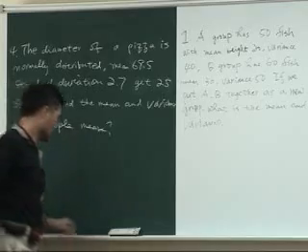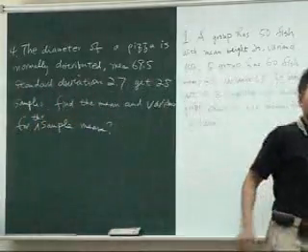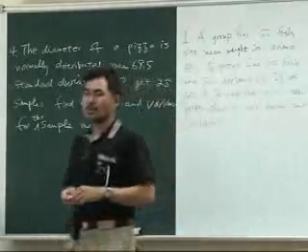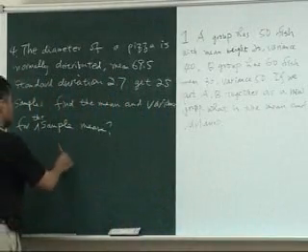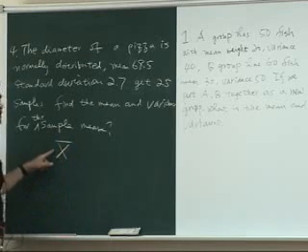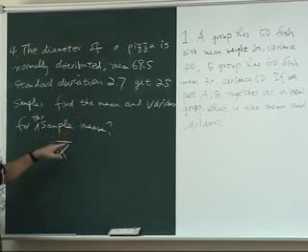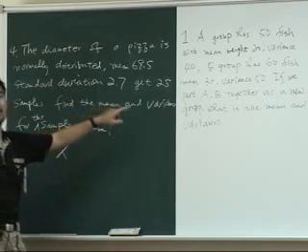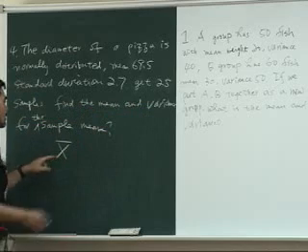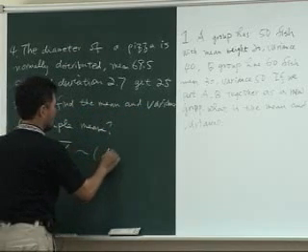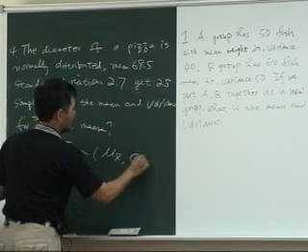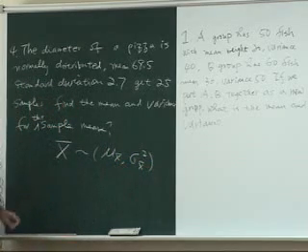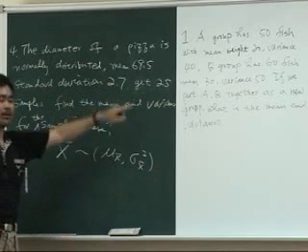When you read the questions, you want to know what's required. You are required to get the sample mean. Here you are going to find the mean and variance for the sample mean, so you are required to find mu x bar and sigma x bar square, and you have 25 samples.